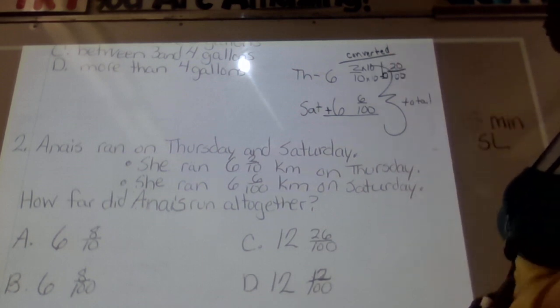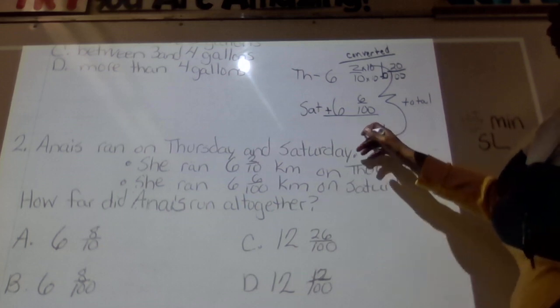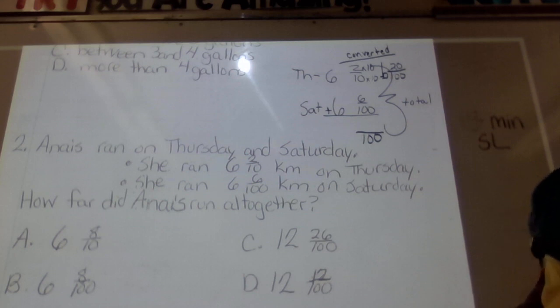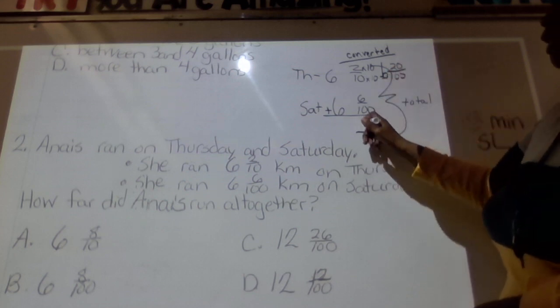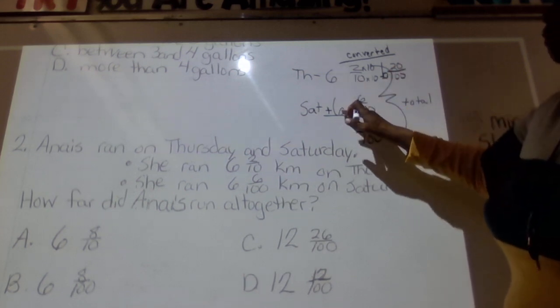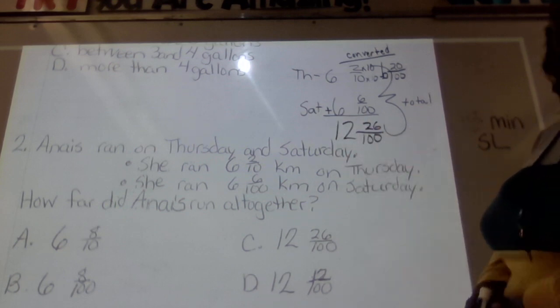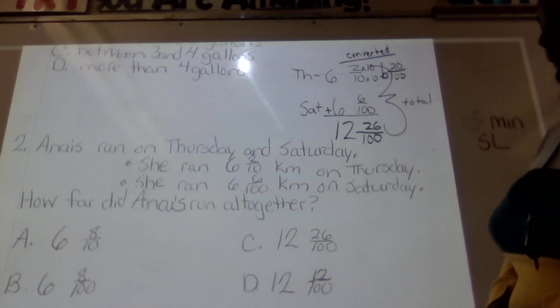Let's go ahead and move that over. Now we're going to add it. We know our denominator is 100 because we do not add denominators. It stays the same. The numerator is 20 plus 6 is 26. 6 plus 6 is 12. And that is our answer, 12 and 26 over 100.